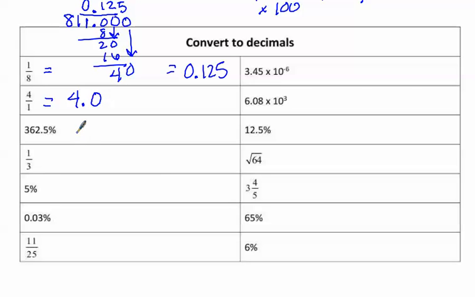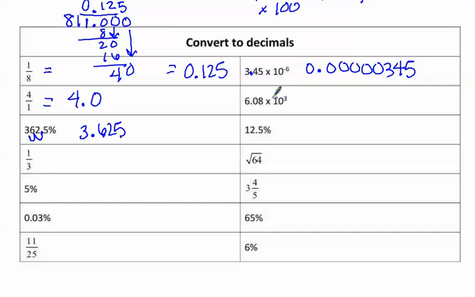To go from a percent to a decimal, remember you're moving 2 places to the left. So starting from the decimal, I'm going to move 2 places to the left, giving me 3.625. Looking in the right column, just a reminder, a negative exponent makes your decimal move to the left. So I'm going to start at my decimal and move 6 places to the left. Your final answer should have 5 zeros and then the numbers 3, 4, 5.